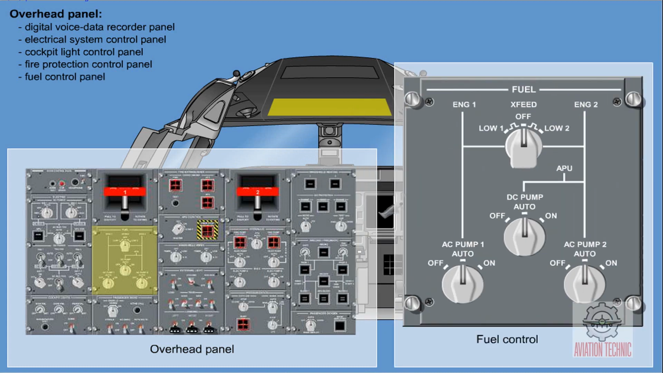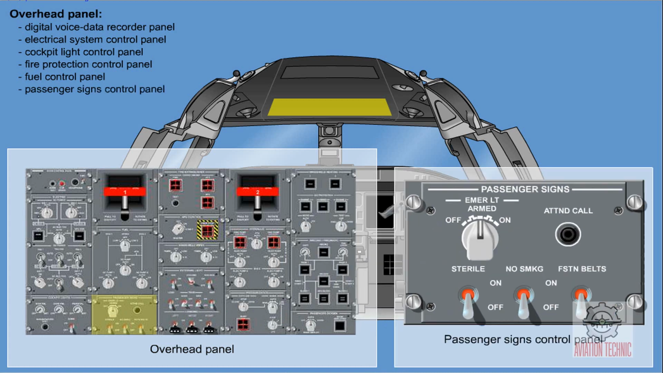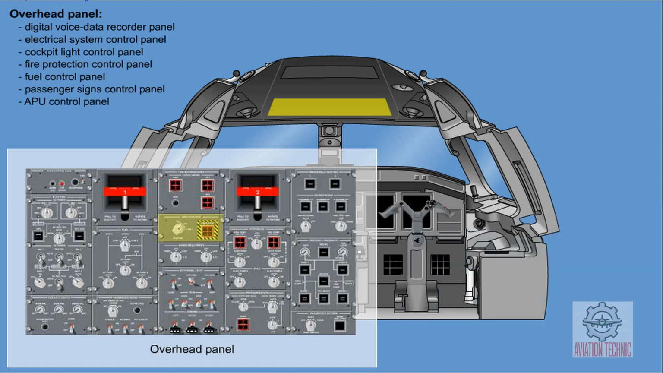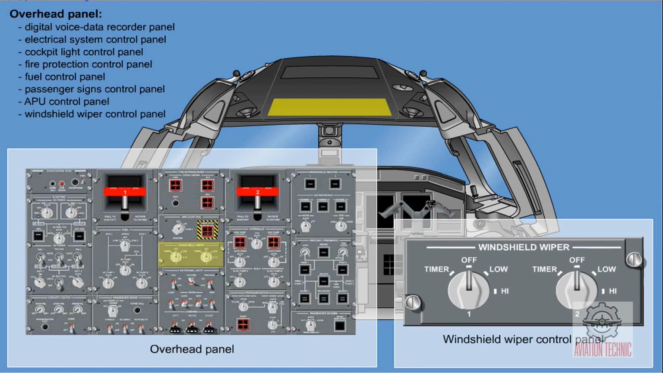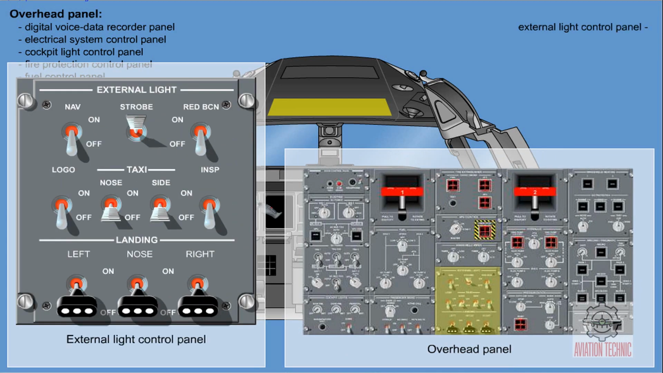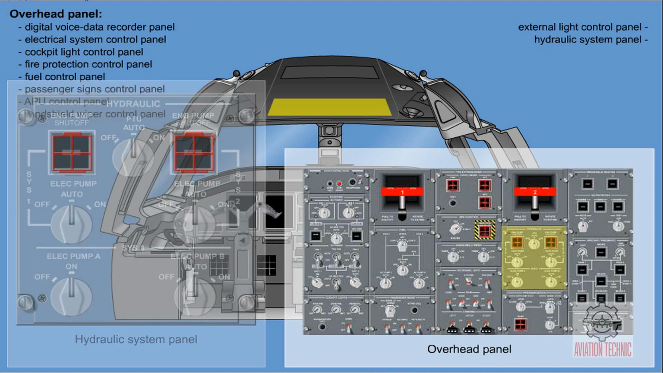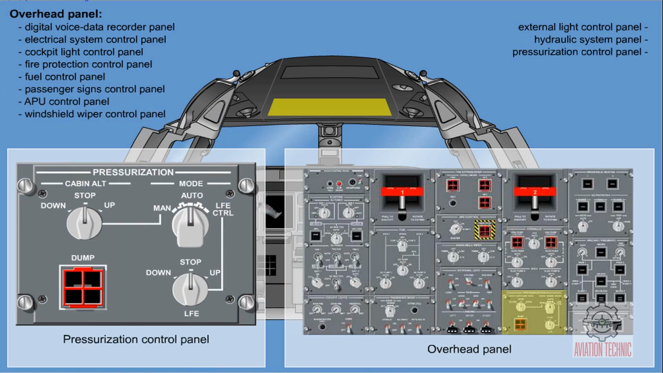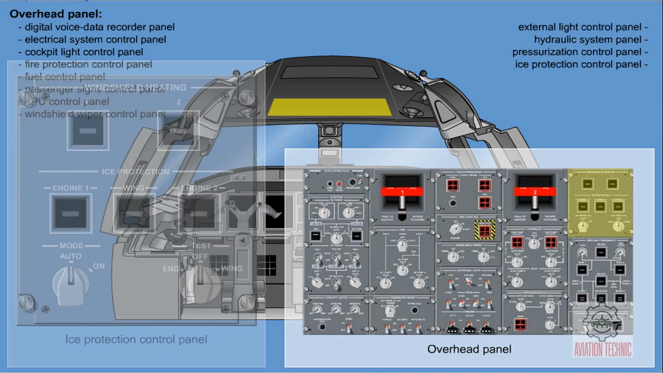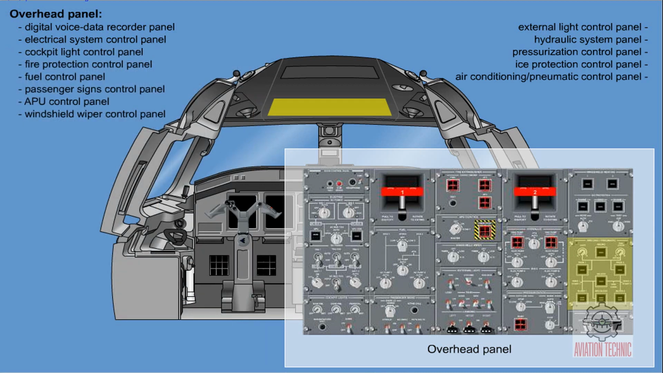the fuel control panel, the passenger signs control panel, the APU control panel, the windshield wiper control panel, the external light control panel, the hydraulic system panel, the pressurization control panel, the ice protection control panel, the air conditioning and pneumatic control panel, and the oxygen control panel.